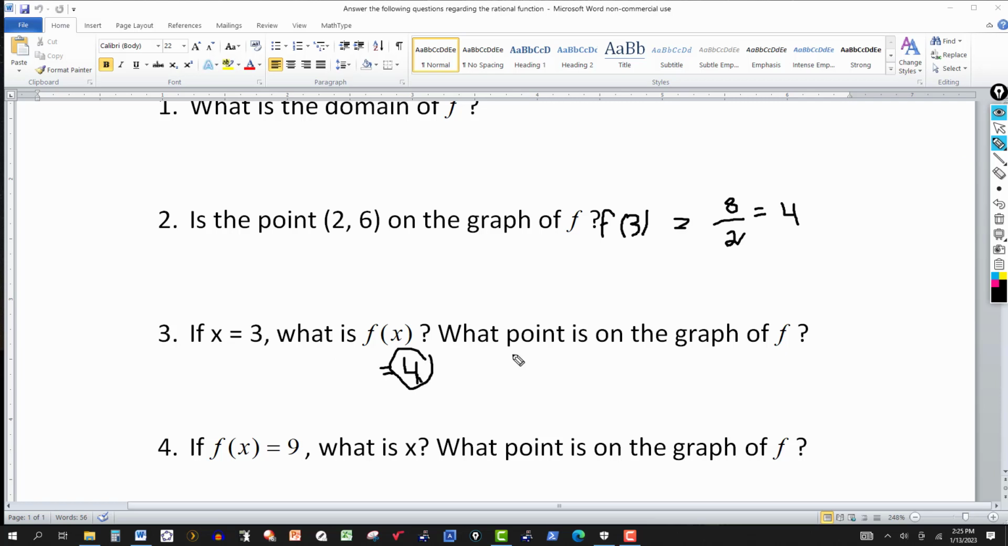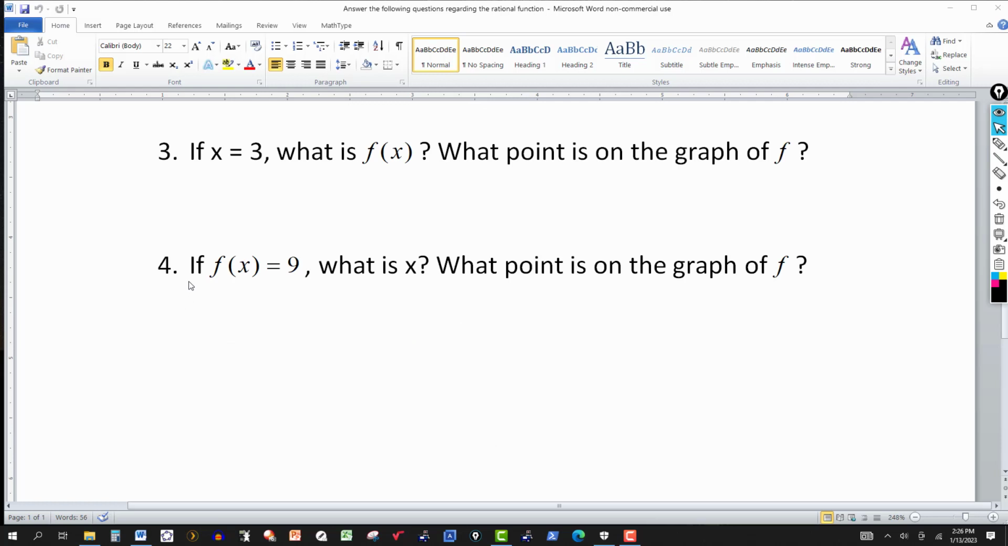And then what is the point? What point is on the graph of f? Well, this is simply saying x is equal to 3, y has to be 4. So that's the correspondence. F of x is 4 when x is 3. For the second part, what point is on the graph of f? Well, it's the point (3, 4).